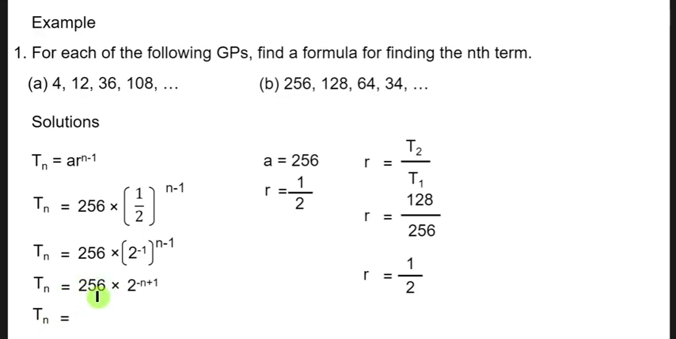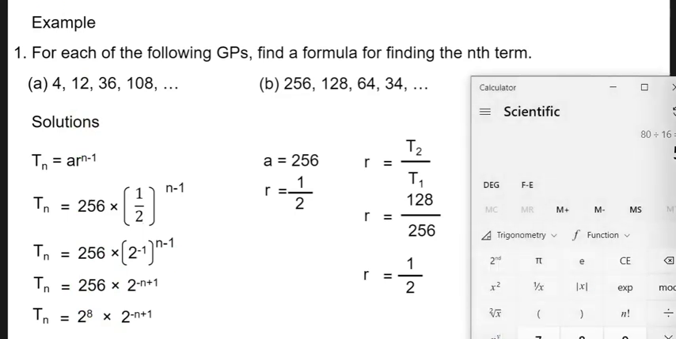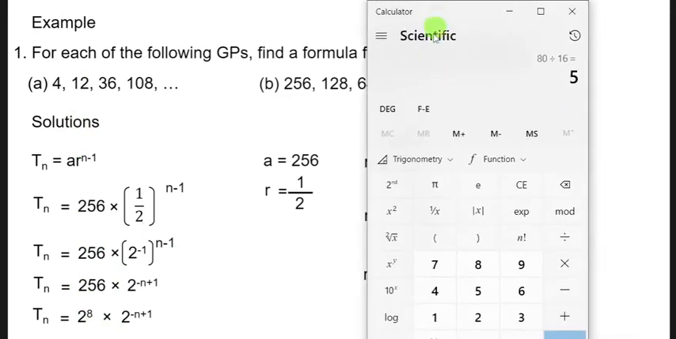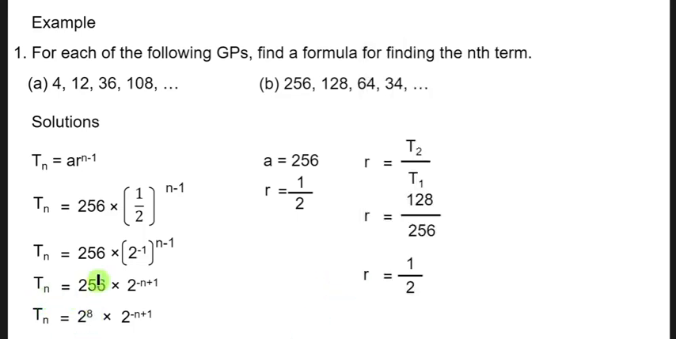So you realize that this one also can be written as a power of the base of 2, as 2 to power 8, times 2 to power negative n plus 1. In case you are doubting, let me just show you: 2 to power 8 is going to give you still 256. All right, so this and this are the same. Then let's push this one up here.